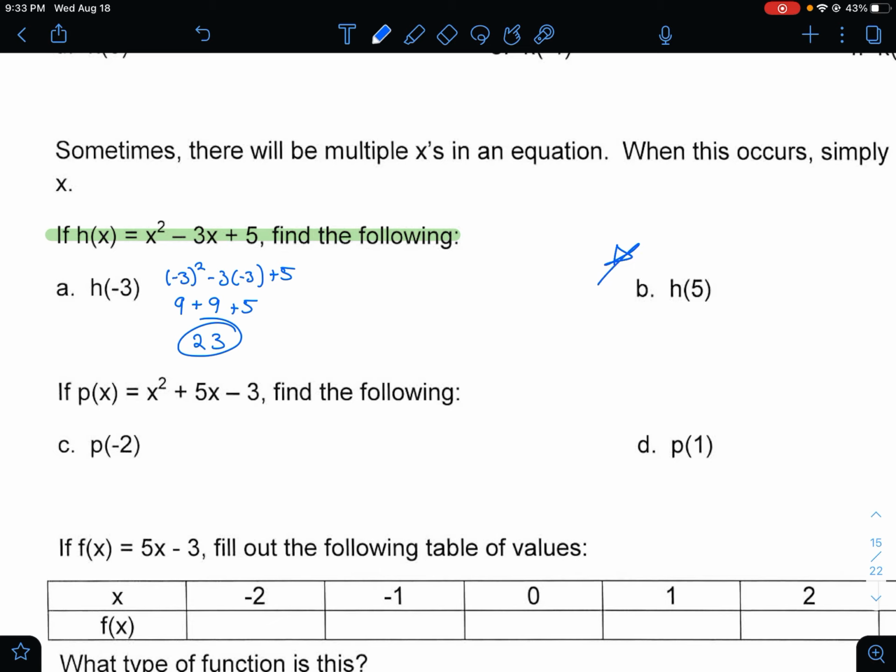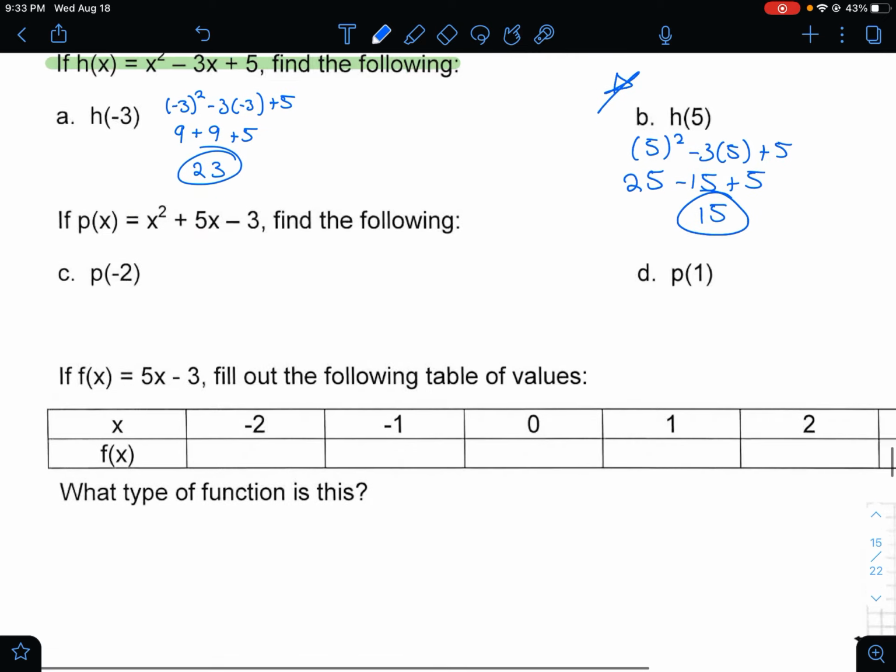All right, go ahead and try B. Try and find h of 5. So when we do this, you should get 5 squared minus 3 times 5 plus 5, which gives us 25 minus 15 plus 5, which gives us 15 as our final answer, right? Because 25 minus 15 gives us 10, plus 5 should give us 15.